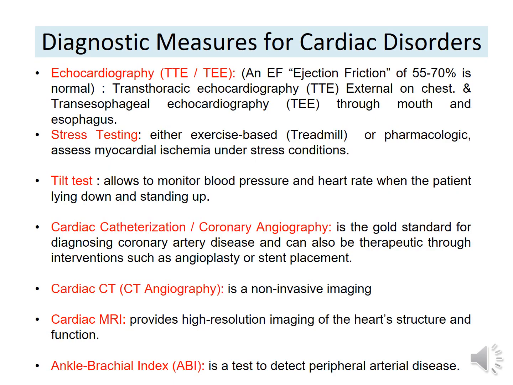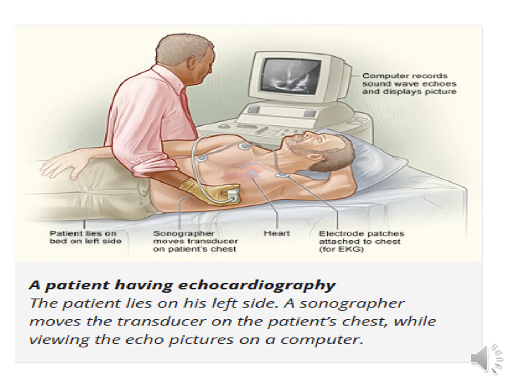Cardiac CT is a non-invasive imaging. It's nearly like echocardiography and X-ray, but it's more detailed. Cardiac MR is the same, but uses high-resolution imaging. It gives a more detailed structure of the heart and its function. Ankle brachial index, as we talked about before, is a non-invasive test used to detect peripheral arterial disease. Some figures. This is ECG or EKG.